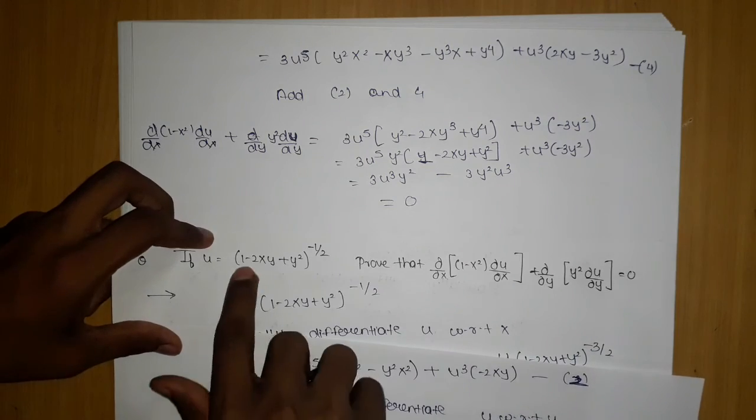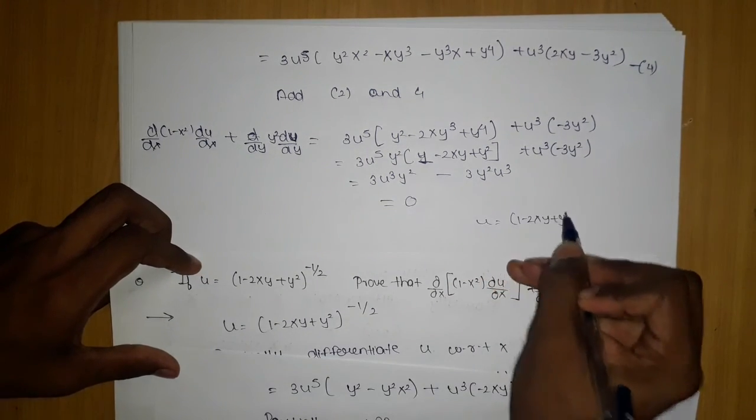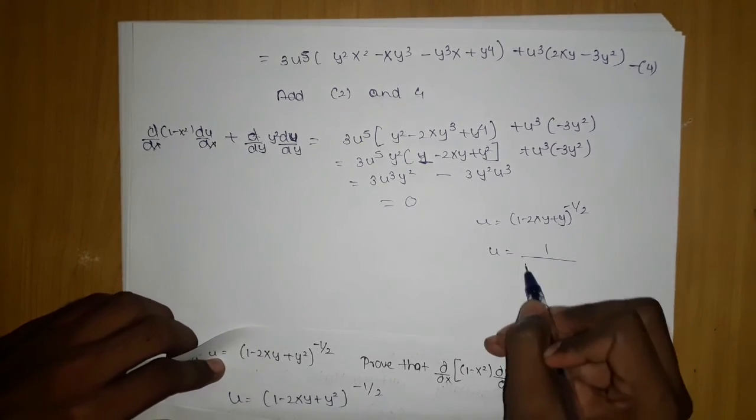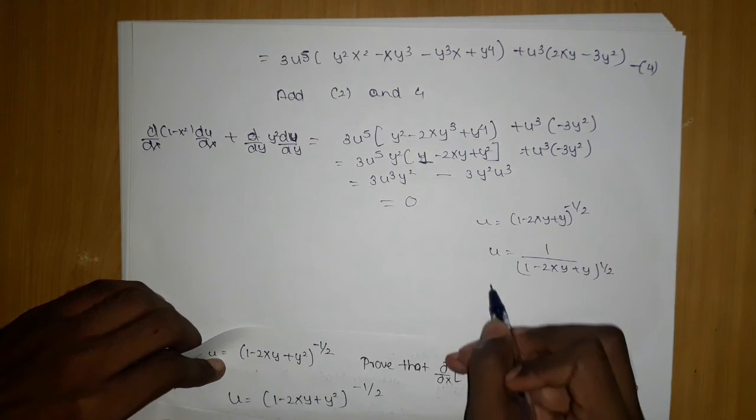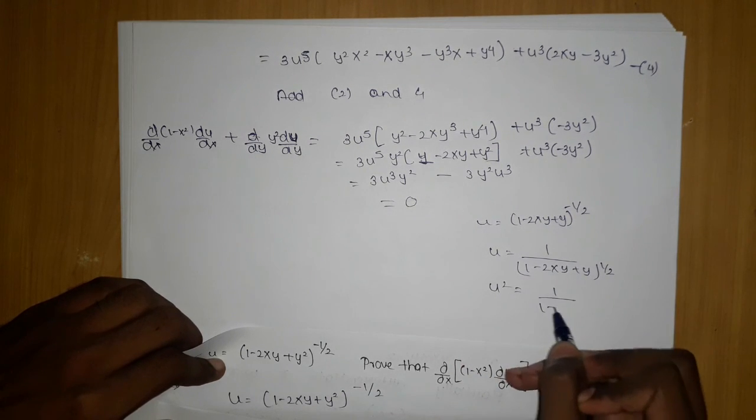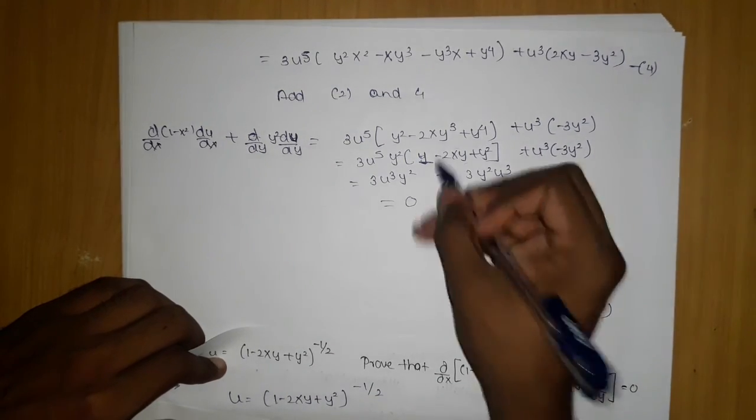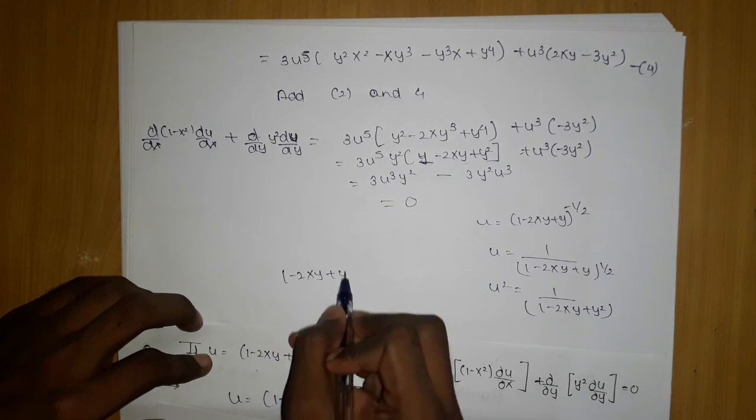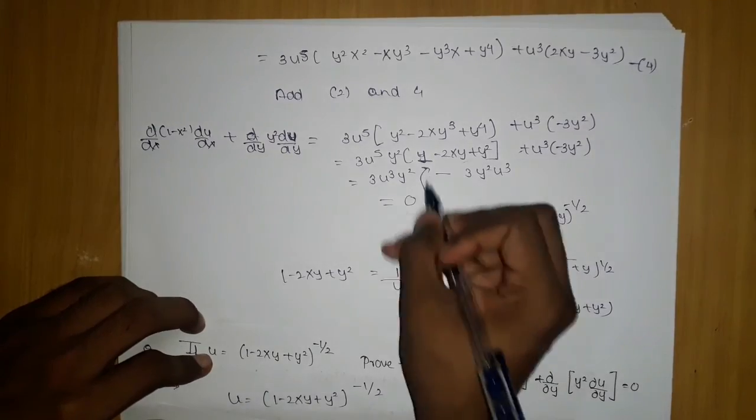What is u? u is (1 minus 2xy plus y square) to the power minus 1 by 2, which I can write as u equals 1 by (1 minus 2xy plus y square) the whole power 1 by 2. If I square, I am going to get u square equals 1 by (1 minus 2xy plus y square). Its value, 1 minus 2xy plus y square, will be nothing but 1 by u square. So I am going to substitute this value, which will give me 0.